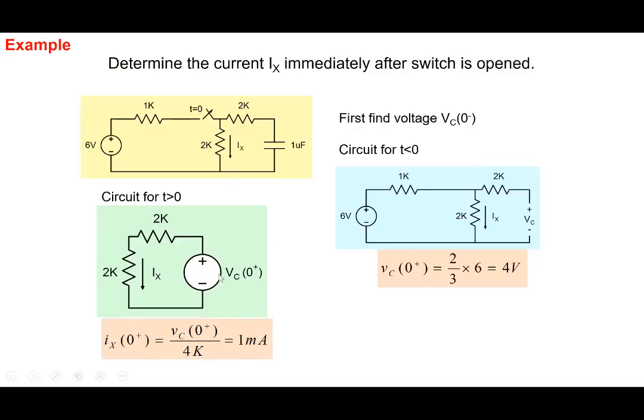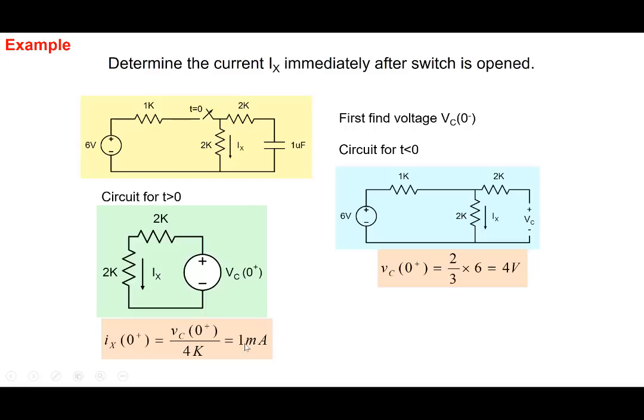And so the current that will flow is Vc(0+) divided by 4K. This is the net resistor here, so 1 milliampere. Right, so immediately after the switch is open, the current through this particular resistor is 1 milliampere.